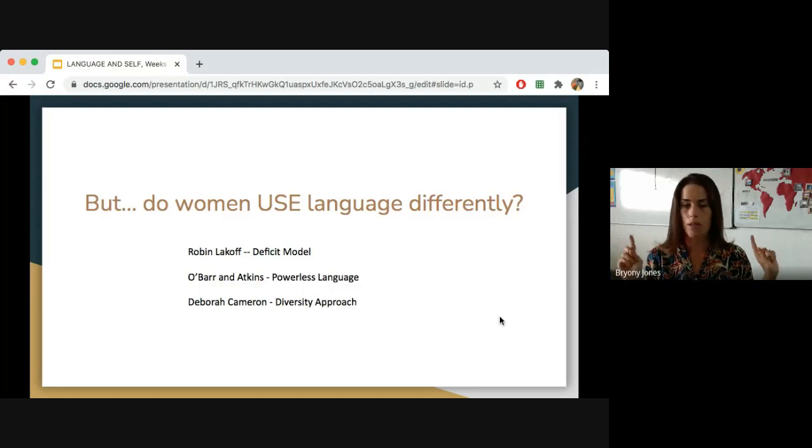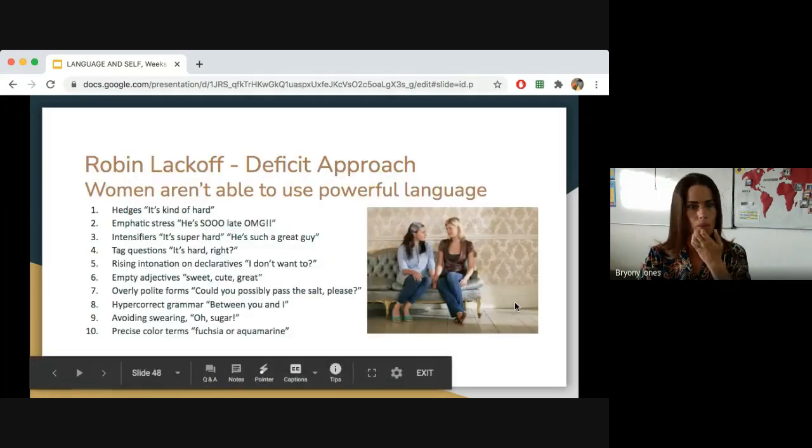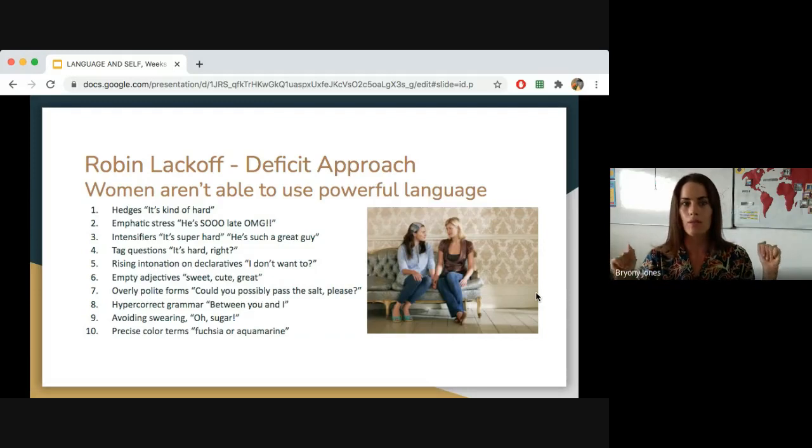And Deborah Cameron, the diversity approach. Okay, let's look. You do not have to memorize all these. Please don't freak out. But this is Robin Lakoff's deficit approach. So she believed women aren't able to use powerful language. When women speak, they don't use powerful language. She did tons of studies comparing how men and women speak, and she saw that men were typically more dominant in their language and women were typically more passive, subservient, less assertive, right? So she found these 10 characteristics to help describe how women were speaking. And this is what she calls the deficit model, that we are at a deficit, that we're not assuming a position of power, that we are lacking power.